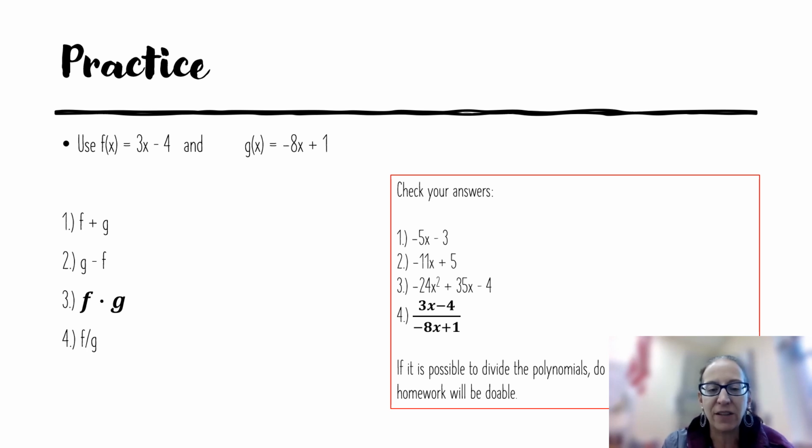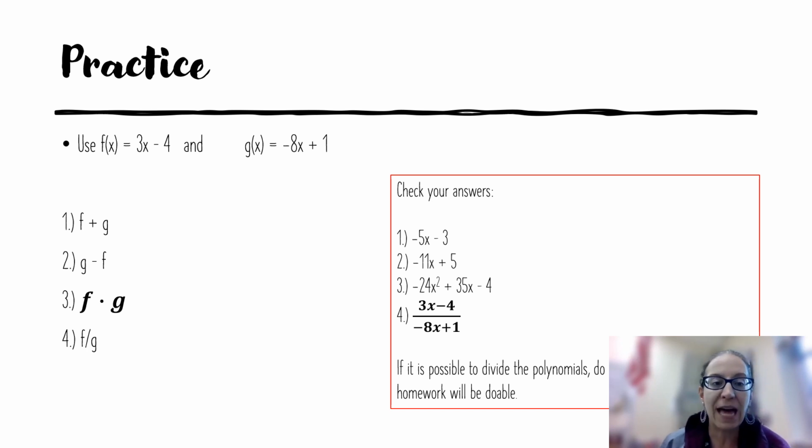Now, it does say underneath there, if it is possible to divide the polynomials, do so. The one on your homework will be doable. So when you go to look at your homework for this particular lesson, when you set up the division, it is going to be something that's dividable. And so you should whip out your area model and go ahead and get that division done.